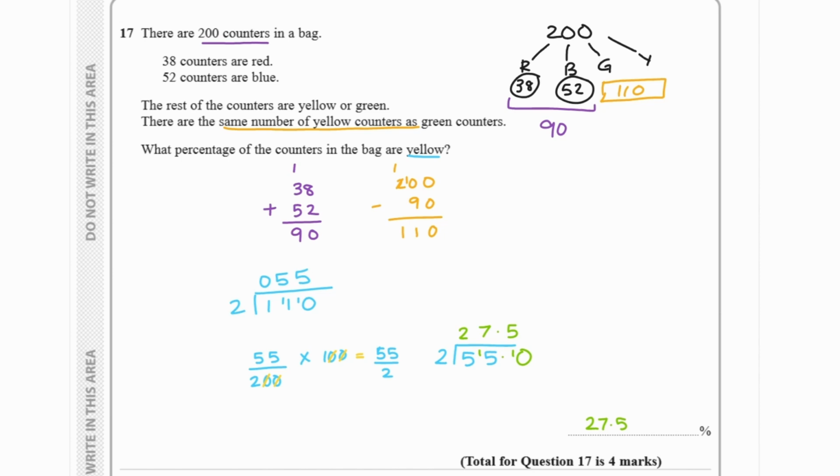This was a 4-mark question. We would first get 1 mark for correctly finding out the number of yellow and green counters. We would get a 2nd mark for finding the number of yellow counters, a 3rd mark for the correct method of changing this into a percentage, and a final mark for getting a correct final answer of 27.5.